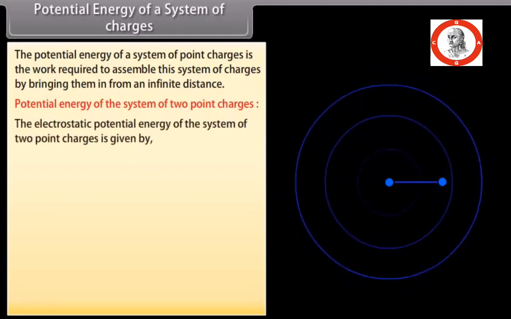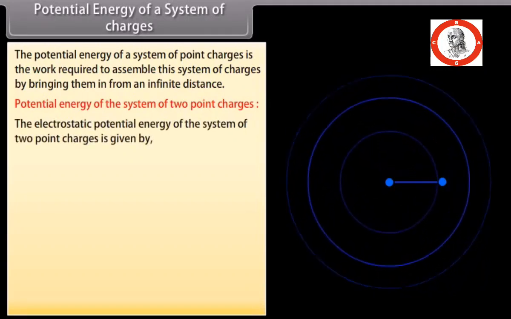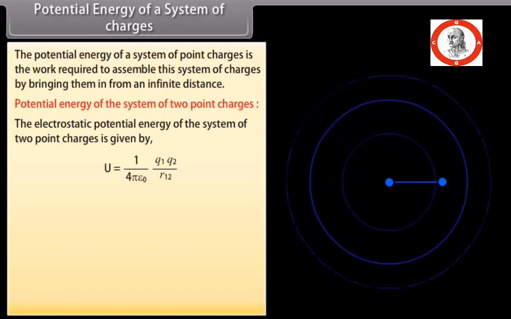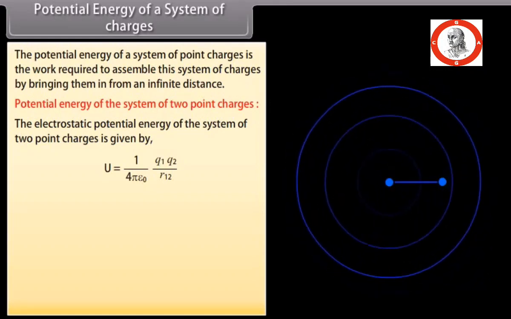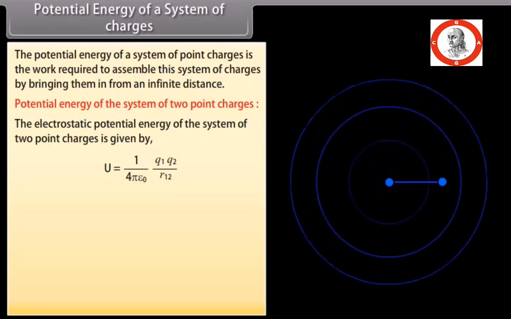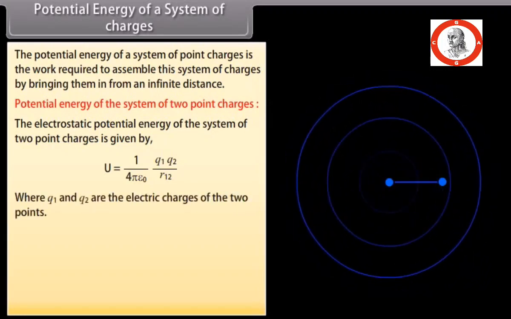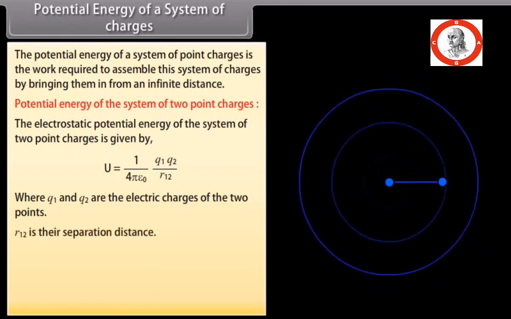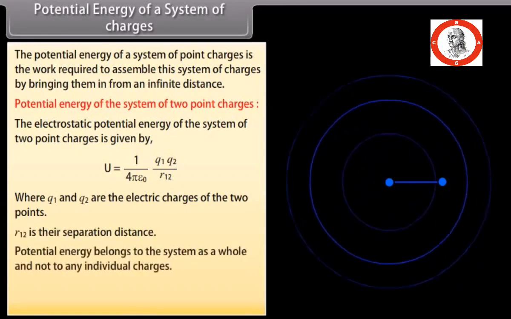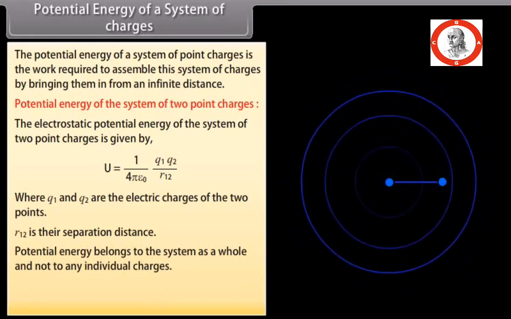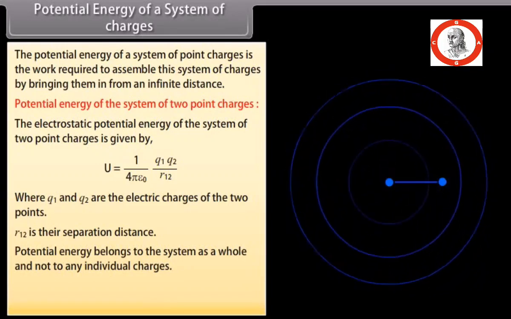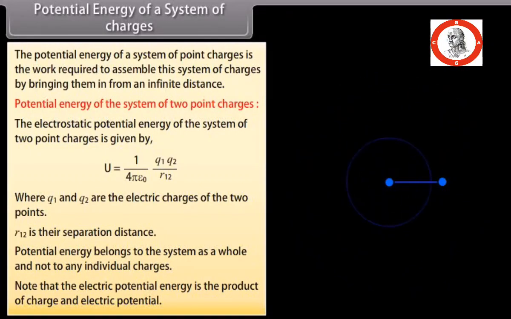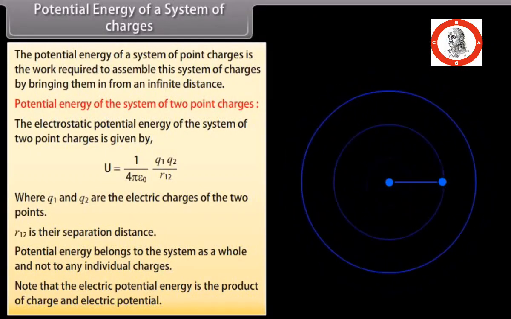The electrostatic potential energy of the system of two-point charges is given by U as 1 upon 4 pi epsilon naught multiplied by Q1 Q2 upon R12, where Q1 and Q2 are the electric charges of the 2 points. R12 is their separation distance. Potential energy belongs to the system as a whole and not to any individual charges. Note that the electric potential energy is the product of charge and electric potential.